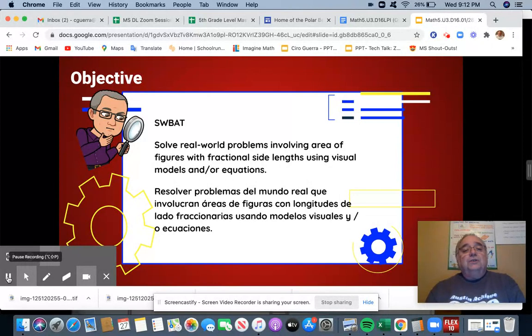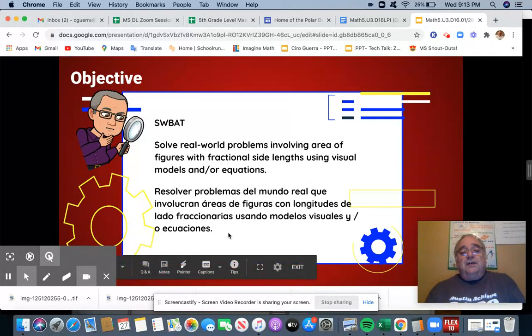Scholars will be able to solve real-world problems involving area of figures with fractional side lengths using visual models and/or equations. That's really long. For me, I would just like to say we're going to be doing the same things as yesterday. We're going to be solving area using area models, drawing it out. But this time we're going to use some real world applications, something that's already happened with somebody in real life.